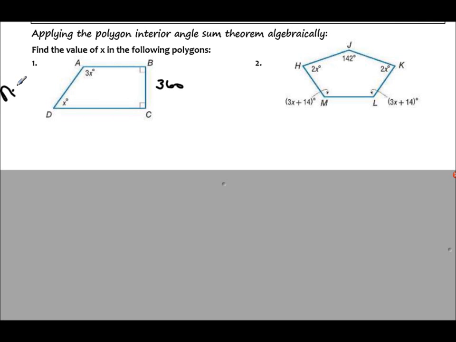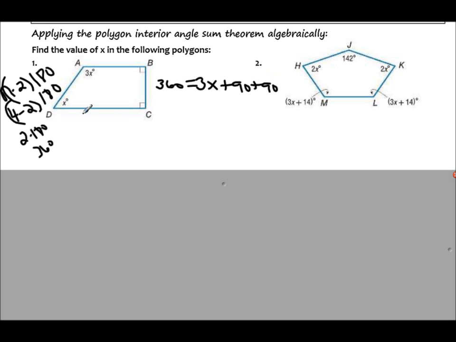The other way you could do it is use the formula n minus 2 times 180, where there's 1, 2, 3, 4 sides, subtract 2, multiply by 180. 4 minus 2 is 2 times 180, that's 360. So either way you do it, there's 360 degrees inside this quadrilateral. So if I add 3x, 90, 90, and x, if I add all those angles together, their sum is 360 degrees. And then you just solve for x.